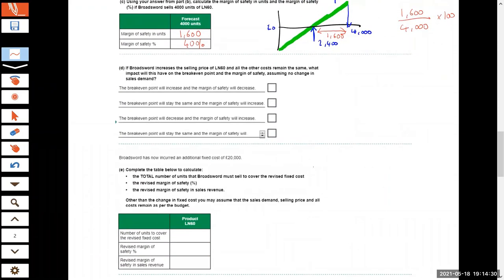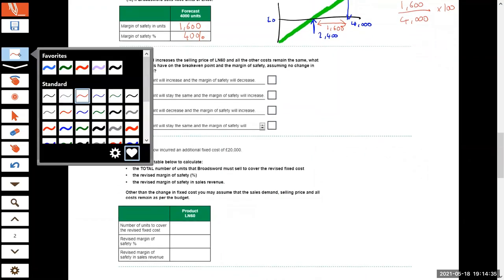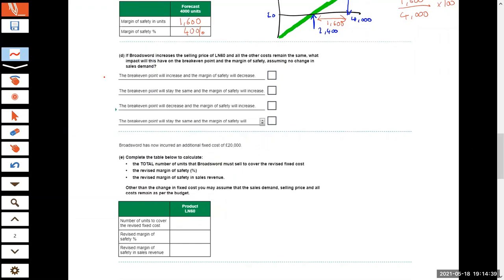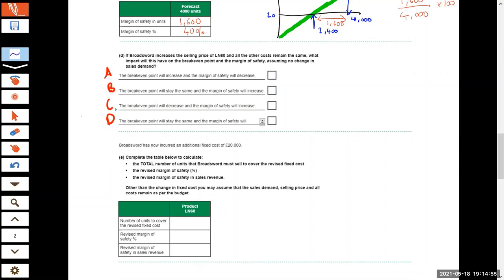Now, if I put the A, B, C, D here. Can people type in the chat box what the correct answer is, just to save yourselves typing too much. Okay. Go back to my trusty blue pen. C, brilliant. Yep. So the break-even point will decrease and the margin of safety will increase.